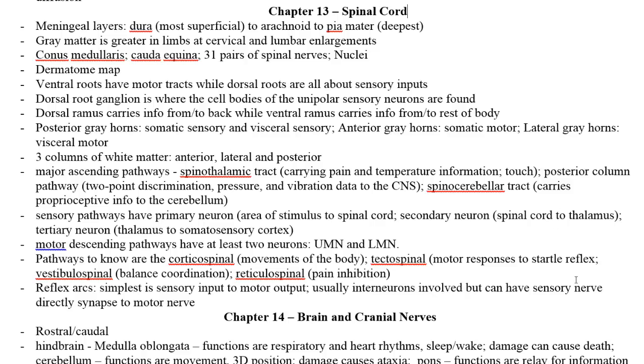We have an expansion in this gray matter in the cervical area that accounts for the arms and neck and trunk, and then an expansion in the lumbar areas that accounts for the lower legs. The conus medullaris and cauda equina. The conus medullaris is the end, the tip of the spinal cord, and the cauda equina are the nerves that emerge from this region around L1, L2, and then proceed on down through the spinal canal. You should know there are 31 pairs of spinal nerves in the peripheral nervous system.